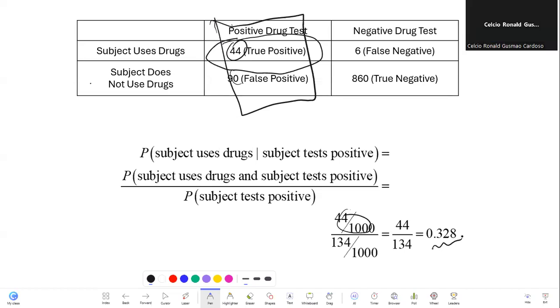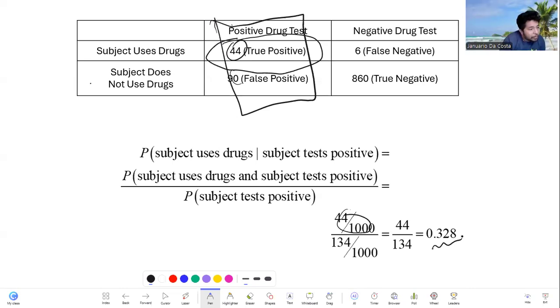I have a question. Yes, go ahead. What's your question? I think I didn't say, but where did the 134 come from?